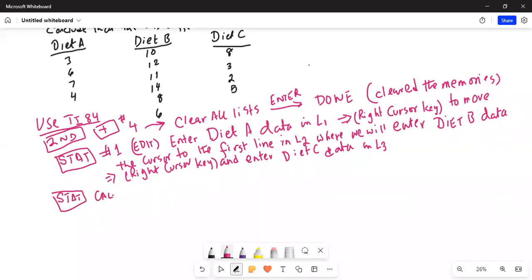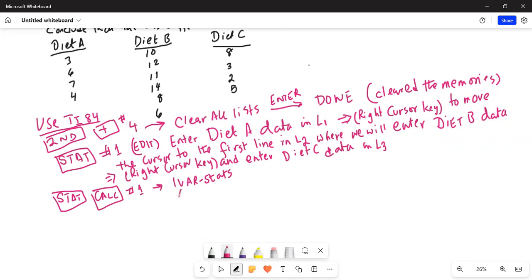calc, and number 1, which is 1-Var Stats. One var stats means one variable statistics. Okay. So stat button, then calc button, then number 1, which is 1-Var Stats.